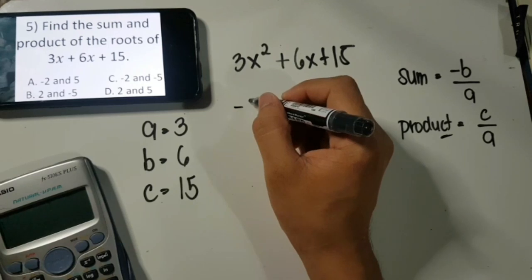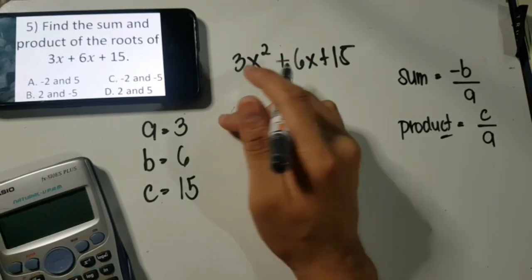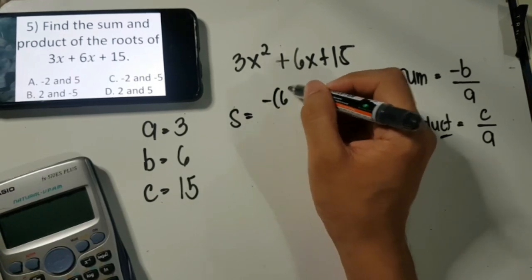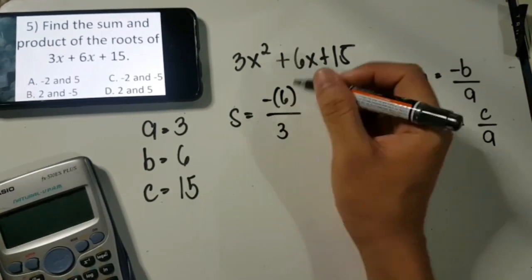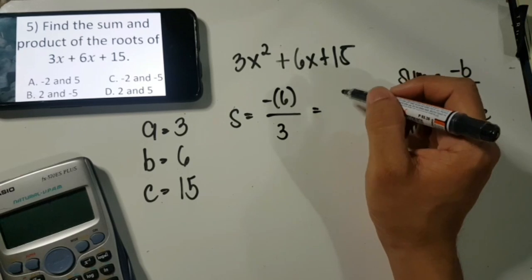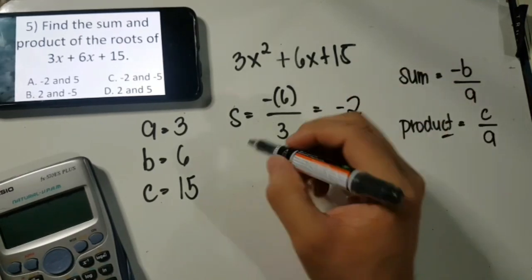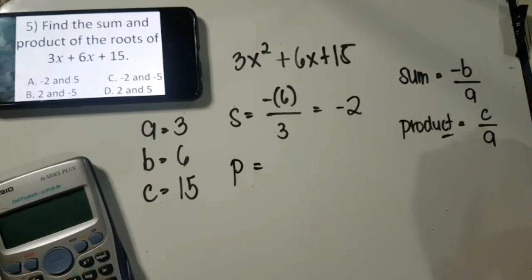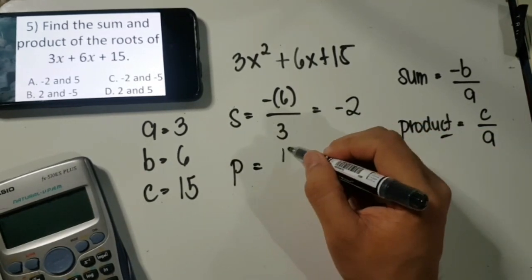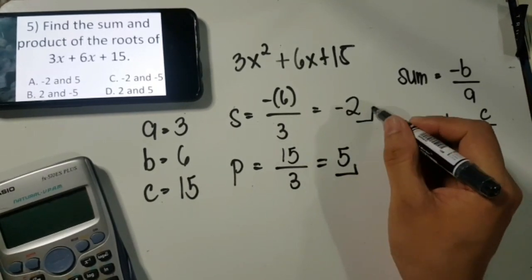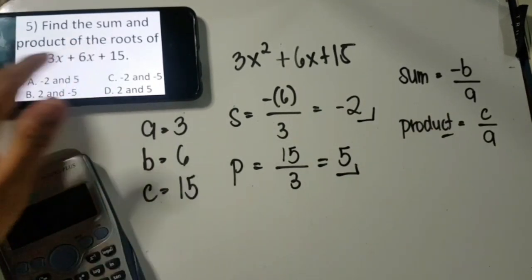Okay? So, substitute it into the given. The sum is negative b over a, so negative 6 over a, which is 3. This is negative 6 over 3, that is negative 2. How about the product? c over a, so 15 over 3, which is 5. So the answer here is negative 2 and 5.